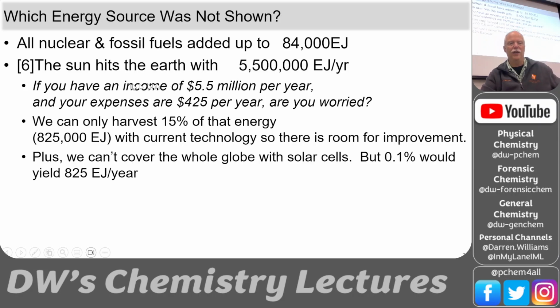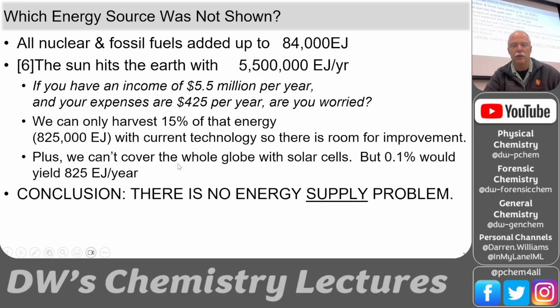So if we could only harvest 15% of that energy, that would give us 825,000 exajoules. We can't cover the whole globe with solar cells, but 0.1% of the globe would yield 825 exajoules per year of solar. Okay, so there really is no energy supply problem. We have more energy sources than we could consume. Even if we doubled our consumption, and it has not grown that much, even though technology has grown up, we've made things more efficient as we've gone along.